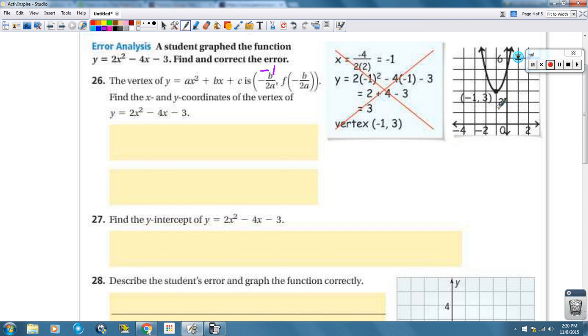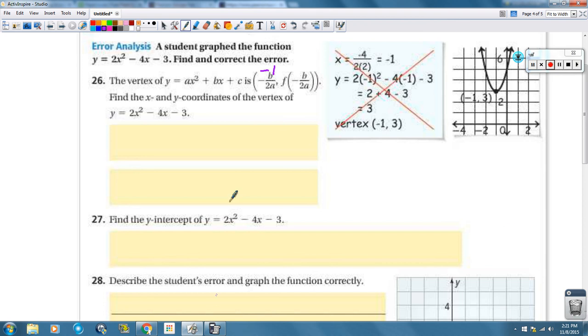Vertex. Okay. -1, 3, which is here, but C should be down here. So let's see. Let's plug this in our calculator and see. And then what they're having you do is figure out what the problem is. And we can just as easily do that using our calculator. So y equals 2x squared minus 4x minus 3. So I just copied that down.